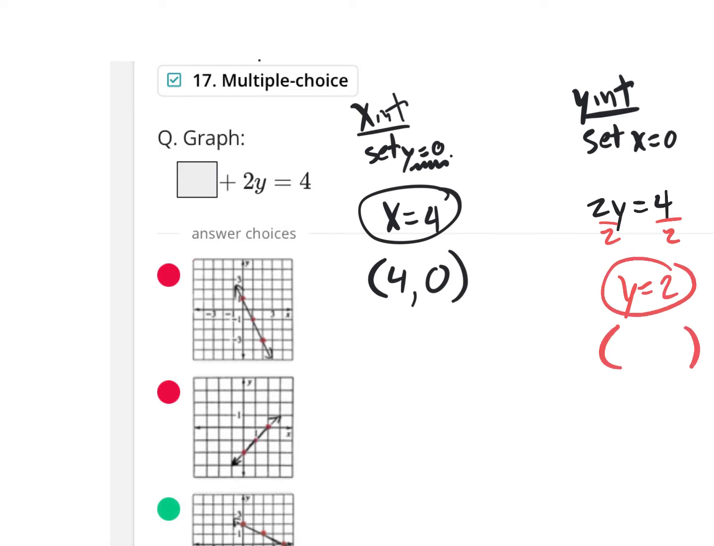Now, what is the exact location of a line that crosses the y-axis at 2? What is that exact location of the y-intercept? Well, your x value is 0, and your y value is 2.